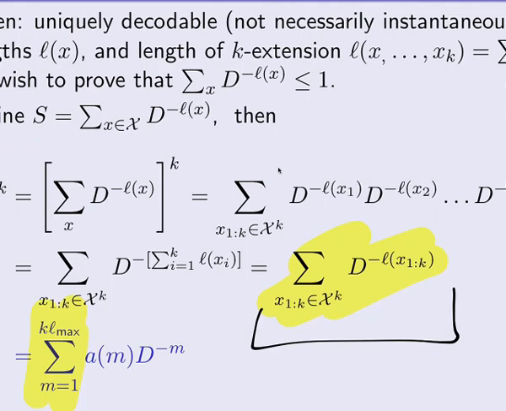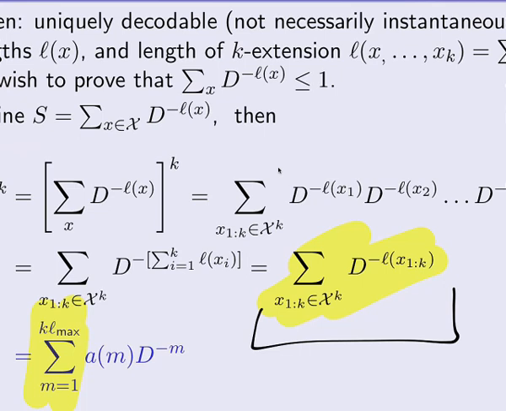All the guys who are length 1, put them in the first batch. All the guys who have length 2, put them in the next batch. All the guys who are length 3, put them in the next batch. So all of the source symbols of length k that have code words of length 1, put them in one bag. All of the source symbols whose code words have length 2, put them in the next bag, and just have different bags associated with code words of different lengths.